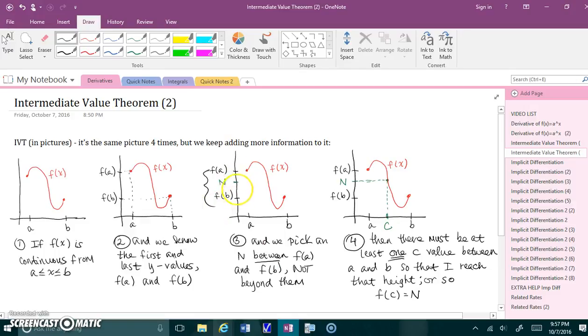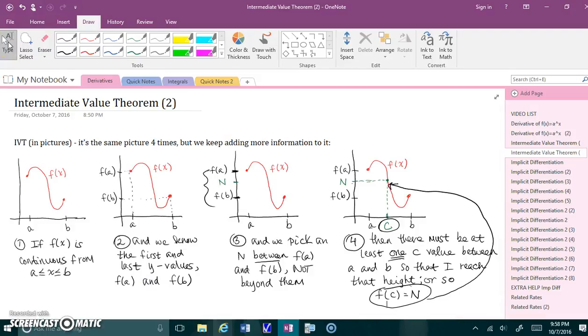So you could basically just run your finger up and down, back and forth, and at some point you're just going to stop and call that y value n. Now it has to be between f of A and f of B. It couldn't be like up here or something like that. That wouldn't work. So you're picking this n value, and then the intermediate value theorem says that there must be at least one c value between A and B so that you reach this height. So you pick your y value, and you go over to your curve, and you know that there's at least one x value that gives you that height. So then I would say f of c equals n for this point, right there.